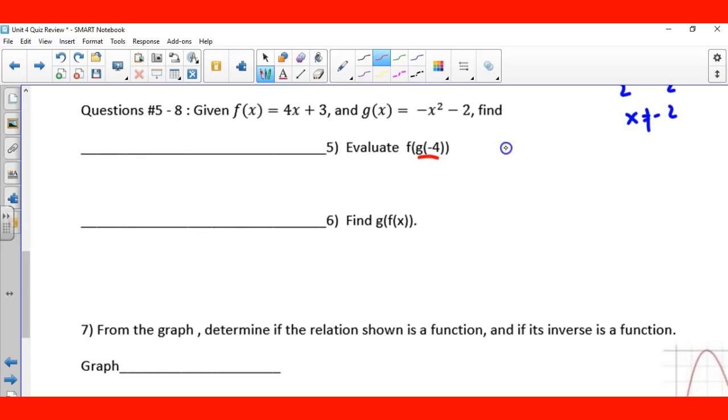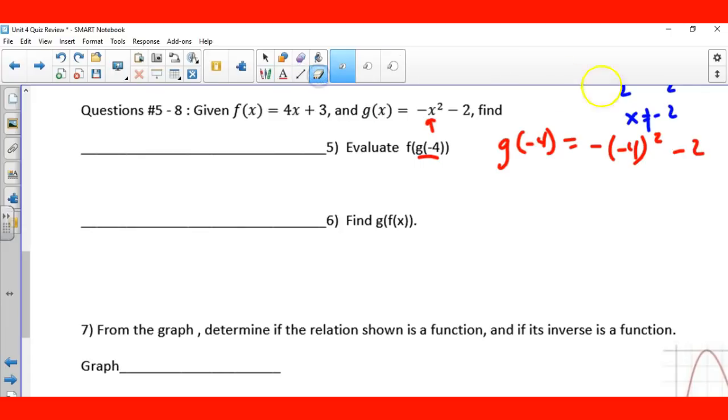So we have g of -4. I'm going to evaluate that first, the internal function first. Remember, PEMDAS does parentheses first, do what's inside. So g of -4. I'm going to plug in -4 into the function g. Remember, that negative right there is already a part of the equation. Now I have the -4 squared minus 2. Here, let me move this. I don't want this to confuse anybody. It has nothing to do with this problem.